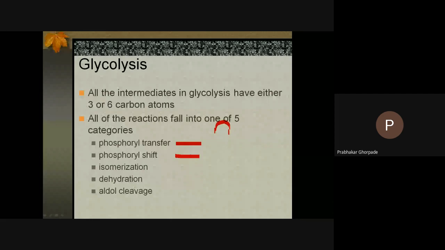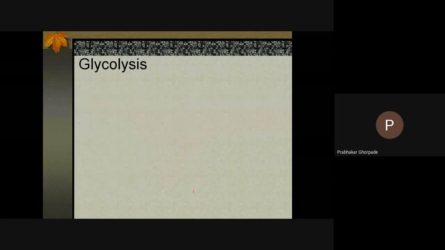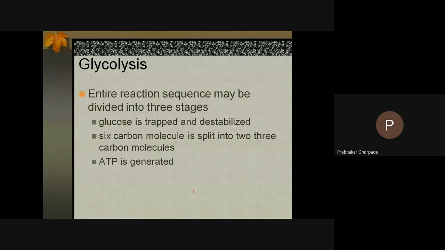The next reaction can be isomerization, meaning there can be some structural changes. Dehydration can be there, meaning a water molecule comes out. Next can be the aldol cleavage reaction. So these are the different reactions of glycolysis. The entire reaction series may be divided into 3 steps.